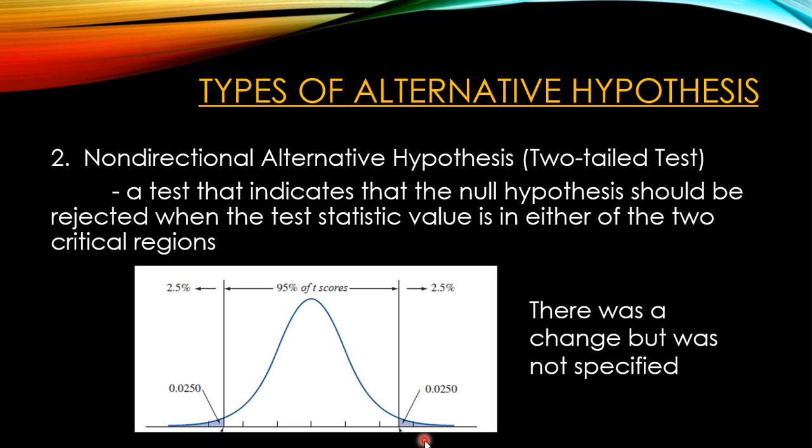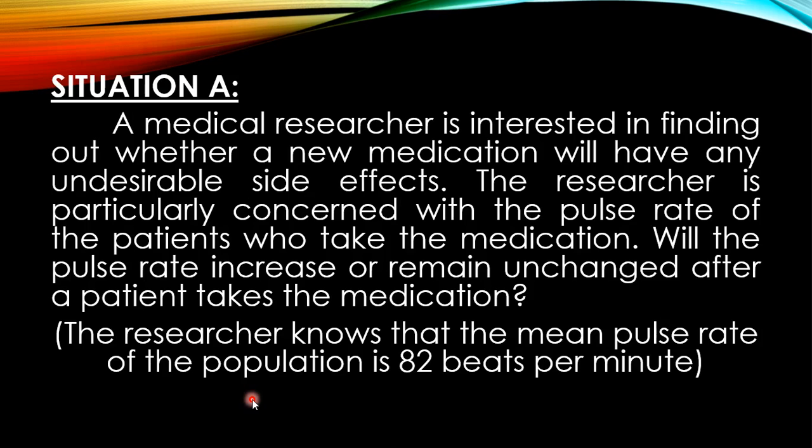Kaya, ang ginagawa natin, yung ating critical region ay hinahati natin sa dalawa. Ito yung non-critical region natin. Okay? So, yung confidence level natin na 95%. Yung remaining 5% ay hatiin natin kaya 2.5 dito sa magkabilang side. Okay? So, that's non-directional alternative hypothesis or two-tailed test.